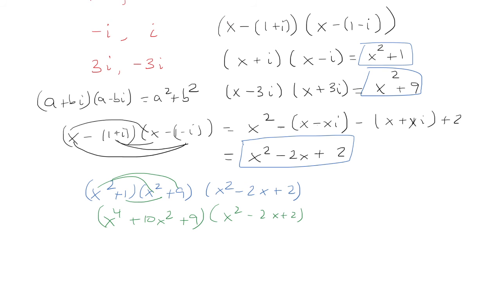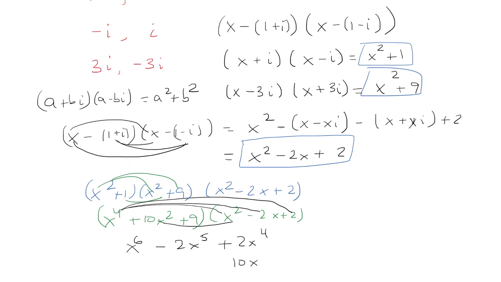Okay. This one's going to be a bit long. So let's try it. x to the 4th times x squared is x to the 6th. x to the 4th times negative 2x is negative 2x to the 5th. And then x to the 4th times 2 is 2x to the 4th. Now we go to 10x squared. 10x squared times x squared is 10x to the fourth. 10x squared times negative 2x, that's negative 20x cubed. And then 10x squared times 2, that's 20x squared.